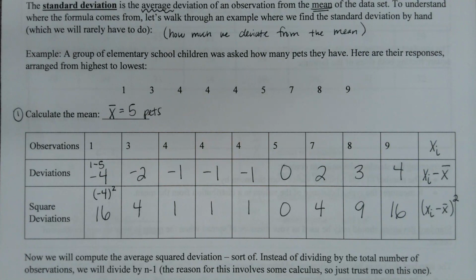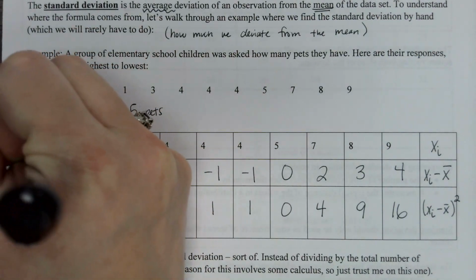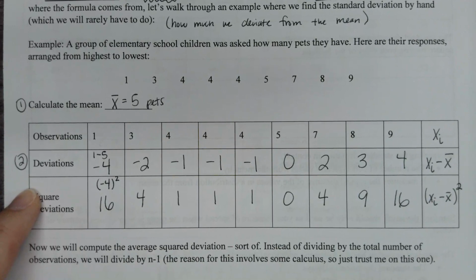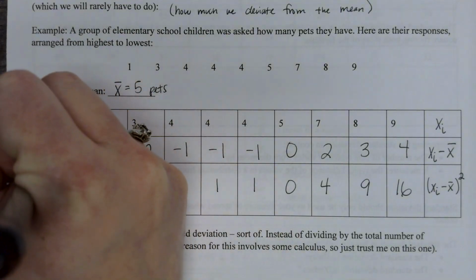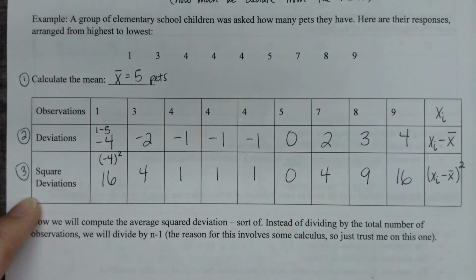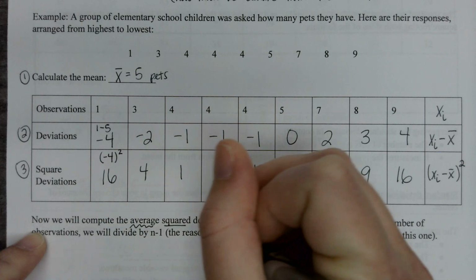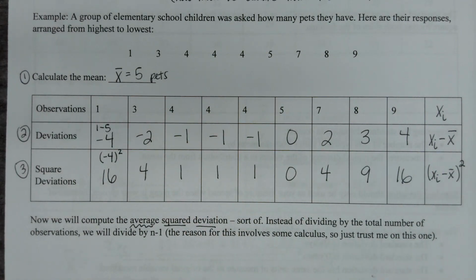So just putting the steps in. Our first step, calculate the mean. Second step, you're going to subtract the mean from every value in every observation. So you're going to figure out how far it deviates. Then you're going to square those. So now we're going to compute the average squared deviation. Well, we just squared the deviations. Now we're going to compute the average. So remember, for the average, you add it up and then divide by how many there are.